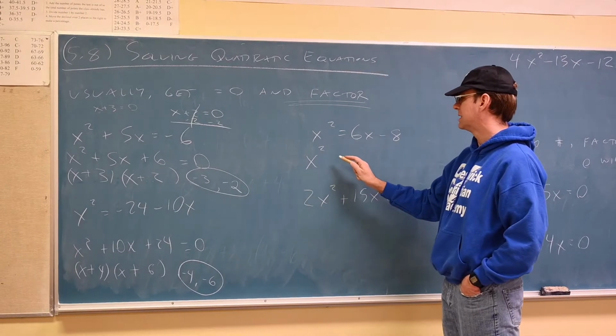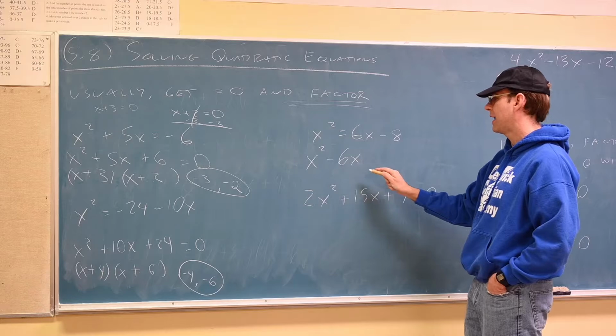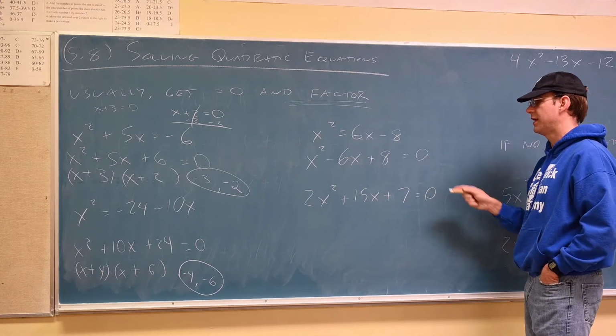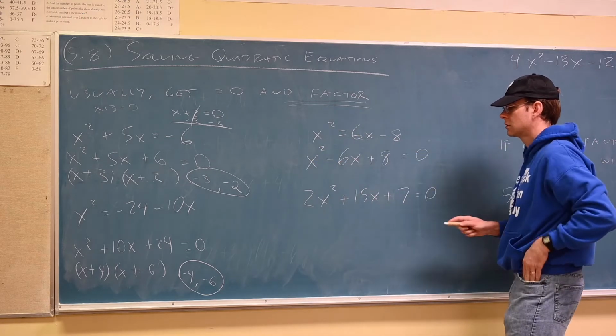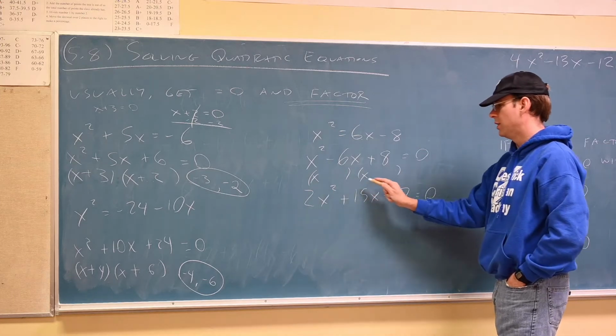First thing we want to do is get this to equal 0. So with the positive 6x, I'd subtract that out of the way. With the subtract 8, I'd add that over so that things can equal 0. I like the x squared where it is. Just move everything else. Factor, xx as we've been doing.